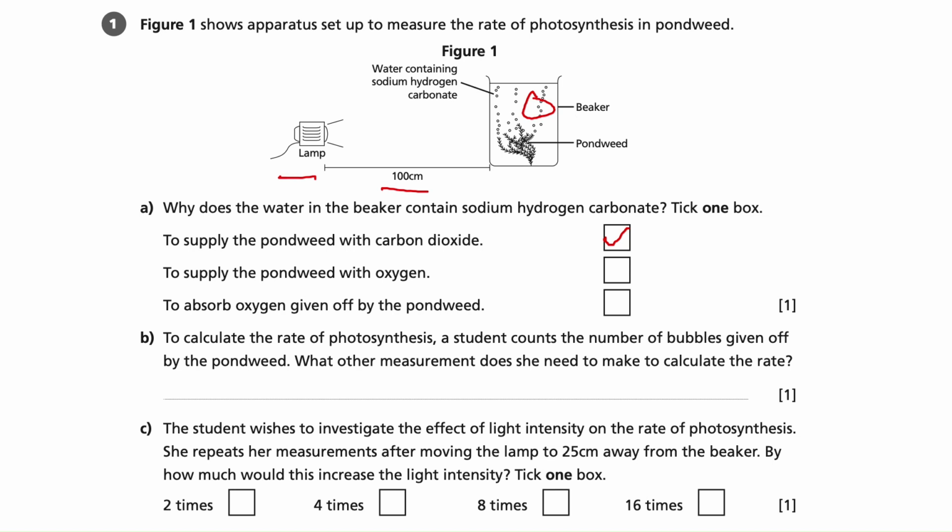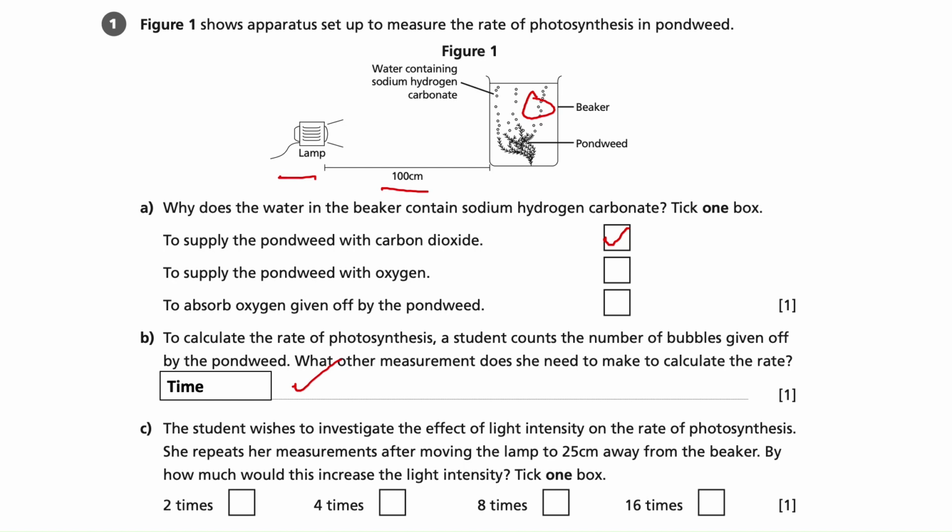Part B, to calculate the rate of photosynthesis, a student counts the number of bubbles given off by the pondweed. What other measurement does she need to make to calculate the rate? So, we've got the bubbles given off that are formed from oxygen in photosynthesis, but the fact that it's a rate means we also need a time component. So it's a number of bubbles in a certain given time. So that scores the 1 mark available for this question.